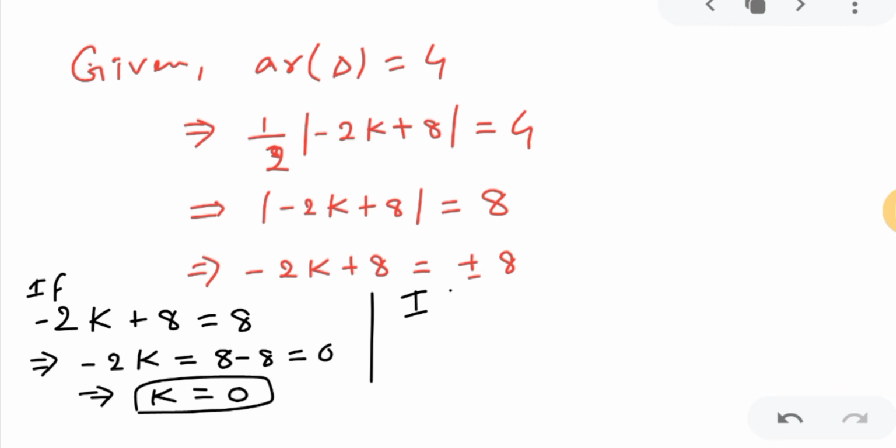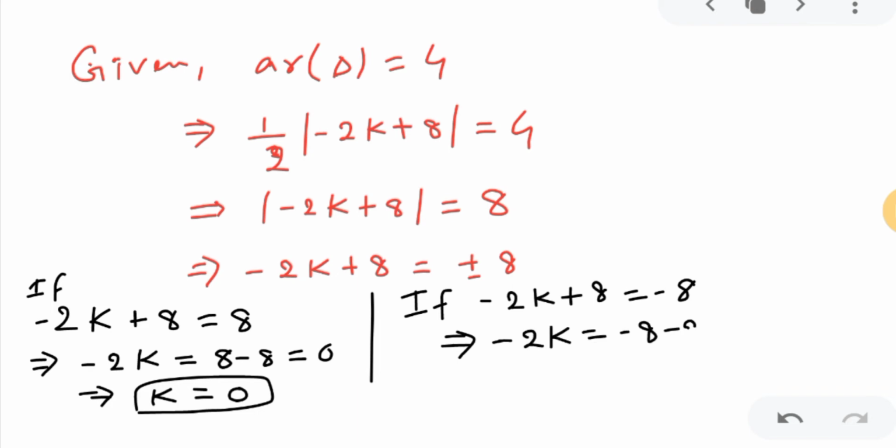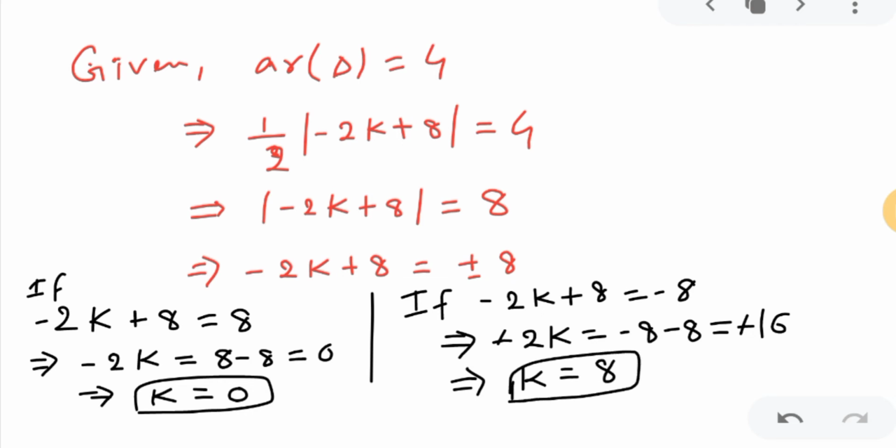If minus 2k plus 8 is equal to minus 8, I will take the negative value, correct? So minus 2k, 8 will go to the right side, so minus 8 minus 8, this 8 will go to the right side, so plus will become minus, so minus 8 will be minus 16, minus minus cancel, 2k is equal to 16 means k is equal to 16 upon 2, that will be 8, correct? So one value is k equal to 0, one value is k equal to 8.